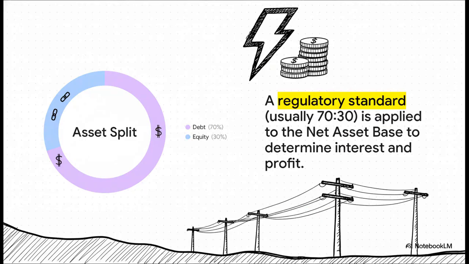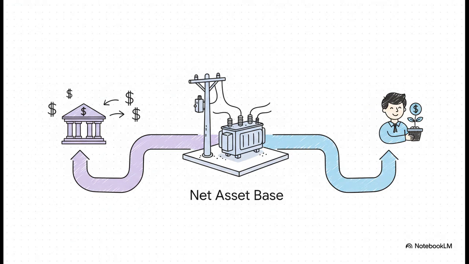So, how are that interest and profit actually calculated? Well, to keep things simple and fair, regulators don't dig into the utility's actual real-life financing. Instead, they just apply a standard rule called a normative split. They assume that all the infrastructure was paid for with 70% debt, like a loan, and 30% investor money, or equity. And here's exactly how that 70-30 split gets used. Regulators take 70% of the total asset value to figure out the allowable interest payments on debt. And they use the other 30% of the asset value to calculate the allowable profit, or what's called return on equity, that goes back to the company's shareholders.